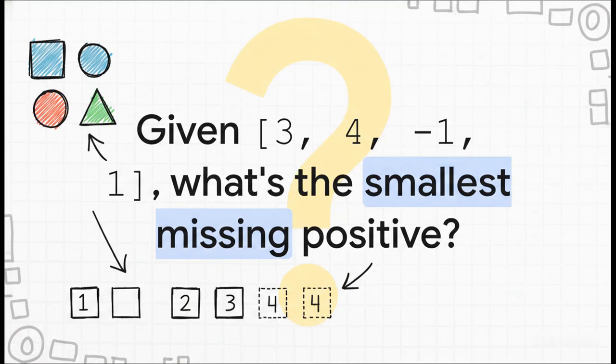All right, so here's the actual job. You get an array of numbers, totally unsorted. Take this example. We have 3, 4, -1, and 1. The positive numbers in there are 1, 3, and 4. So the smallest positive one that's not in the list is 2. Seems simple, right? Yeah, not so fast.